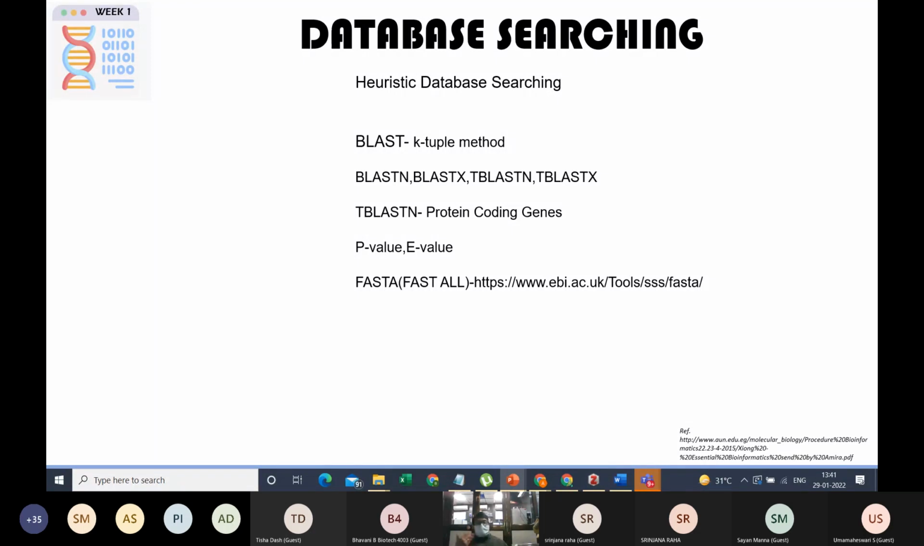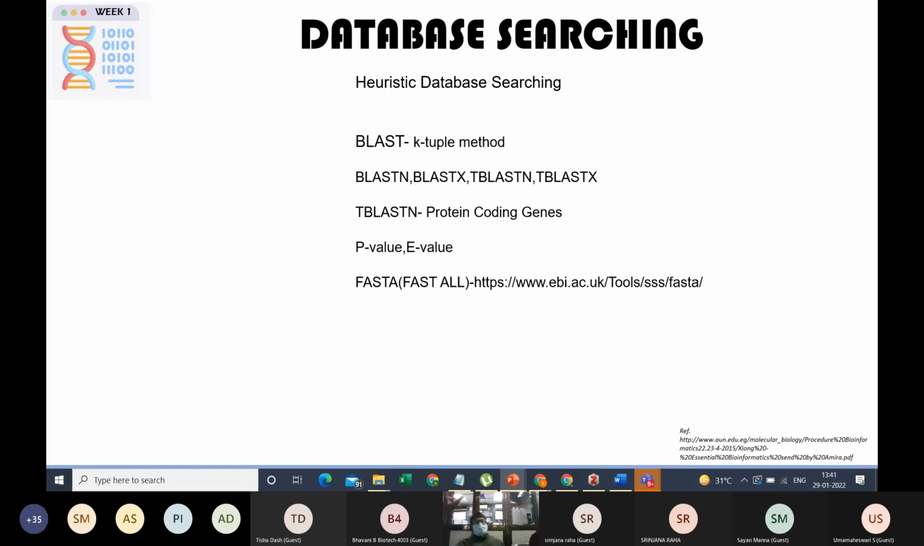There is a TBLASTN, where you give the protein sequences and then you translate the nucleotide database and search against it. Similarly, TBLASTX is for the translated nucleotide sequence searching against translated nucleotide sequences. So for instance, for TBLASTN, if you take a protein sequence and you want to identify some protein coding genes, which genes are responsible, you will perform TBLASTN.